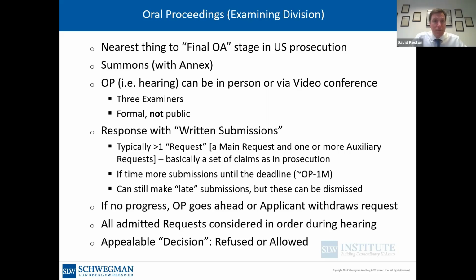and they will issue a decision on the state of the file. If the oral proceedings does go ahead, all of those requests are considered in order, and then a decision again is reached. That it will either be the application is refused or the application is allowed, and that decision, either way, but normally refused, is appealable.